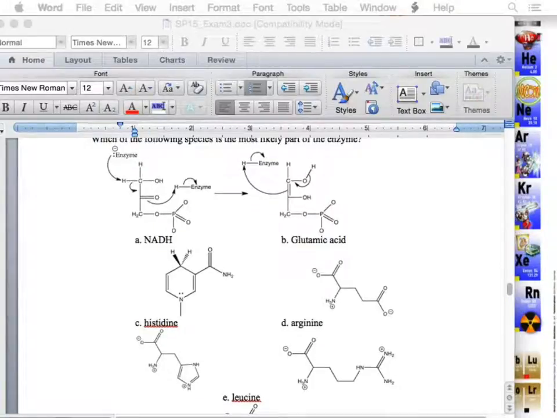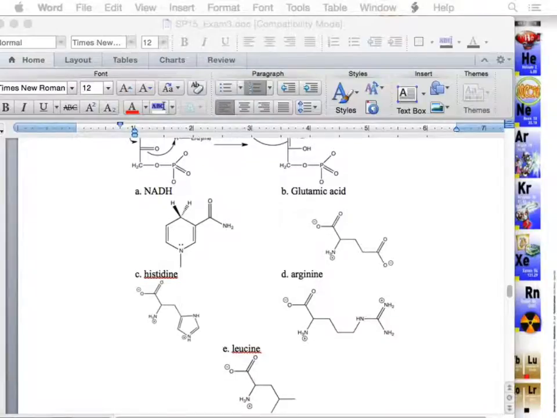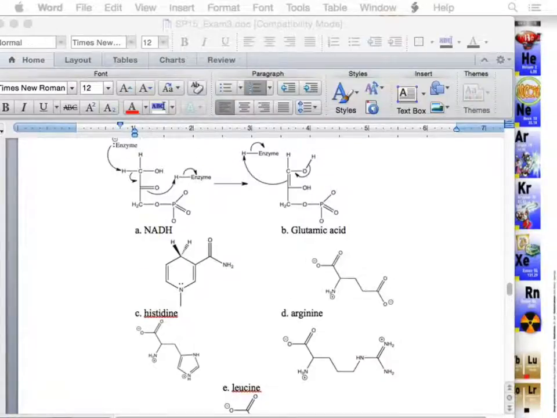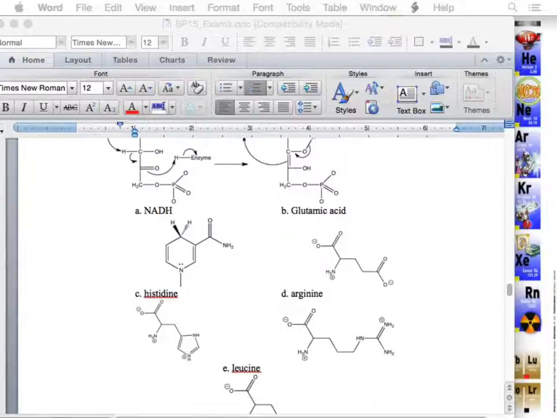Okay. And you'll notice that we have a negative charge on that enzyme. So NADH does pick up hydrogen. Does it pick up a positive hydrogen? No. In this case, we're not using NADH. We're picking up an acid. So NADH is out. Glutamic acid, hey, we got a negative oxygen. That could work. But there's a negative oxygen in histidine and in arginine and in leucine.